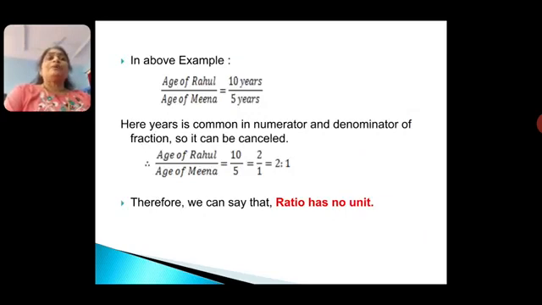In the above example, age of Rahul divided by age of Meena equals 10 by 5. Here, years is common in the numerator and denominator of the fraction, so it can be cancelled. Therefore, age of Rahul divided by age of Meena, we can write 10 by 5 equals to the least form 2 by 1. That means 2 ratio 1. Therefore, we can say that ratio has no unit.